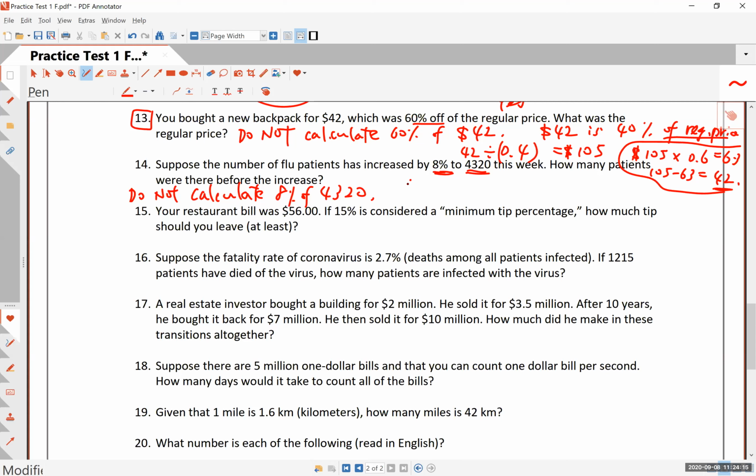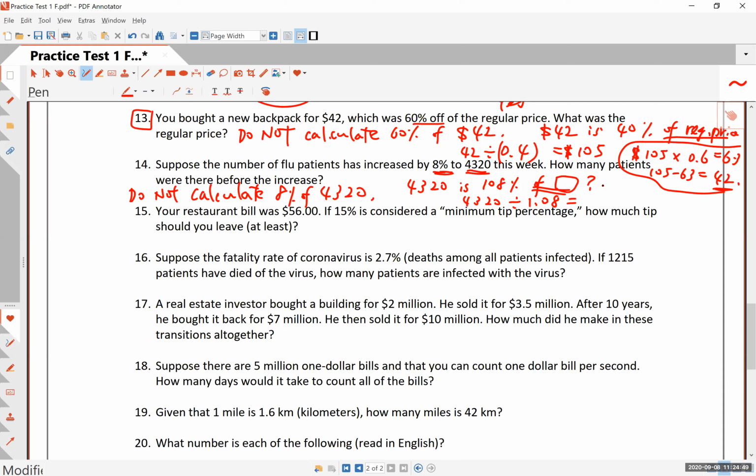So what we are saying is, 4,320 is 108% of what number? Because after an 8% increase, you're talking about 108% of the original number. You're again looking for the base number, and the way you find that reference number is to take the whole number, 4,320, divided by the percentage, 108% written as a decimal number, that's 1.08.